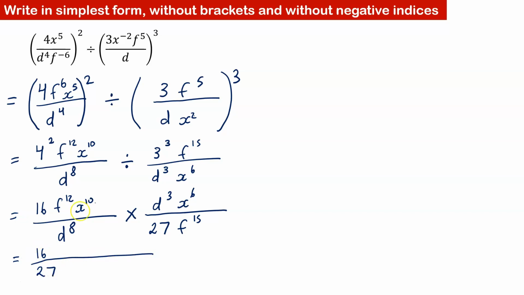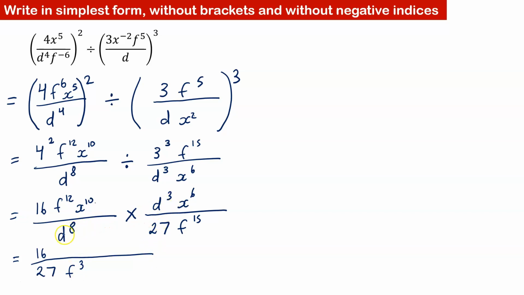Let's focus on these f's here. We have f to the 12 up in the numerator, but there's f to the 15 in the denominator. Now if I did 12 minus 15, that would give me negative 3. And that's going to be in the denominator as a positive 3. So another way to think of it is, we do 15 minus 12, that's 3, but the f is going to be in the denominator. So we put f to the power of 3.